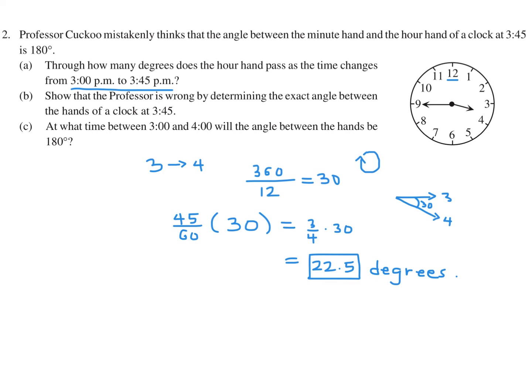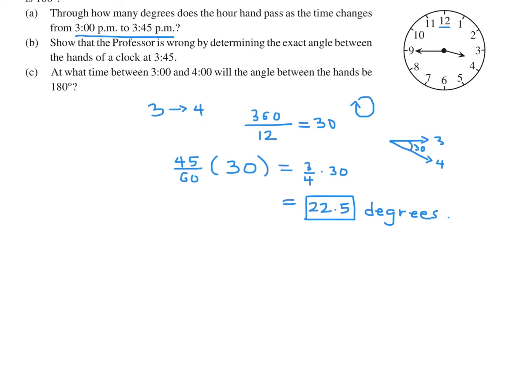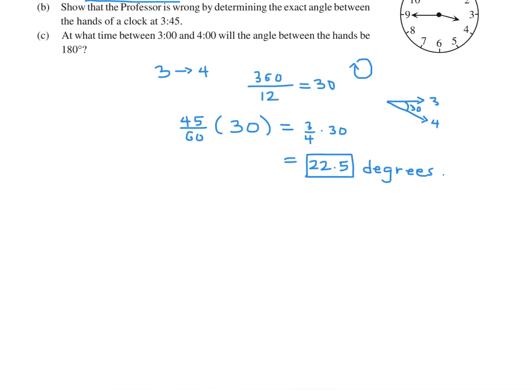Part B. Show that the professor is wrong by determining the exact angle between the hands of the clock at 3:45. So at 3:45, the minute hand is going to be at the 9, and the smaller one is the hour hand. It's somewhere between the 3 and the 4. The 3 is over here and the 4 is over there.